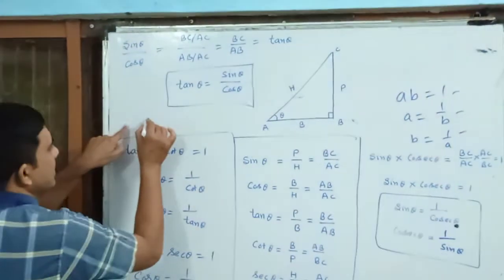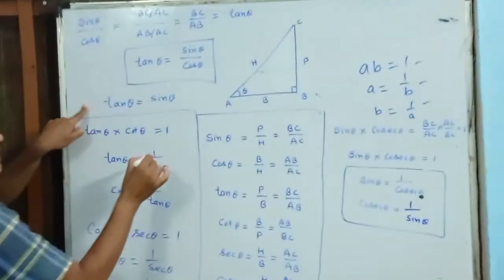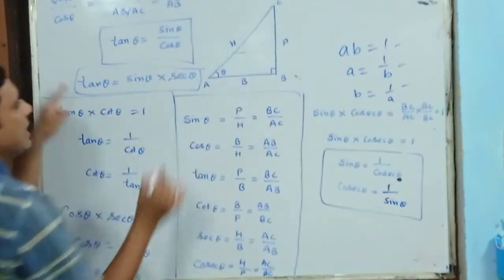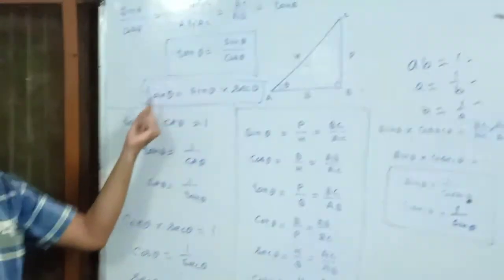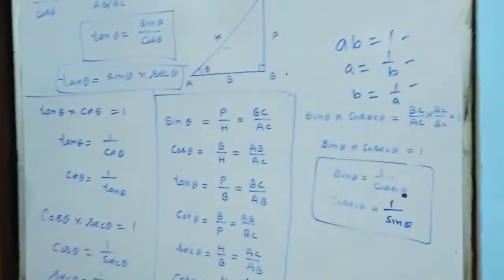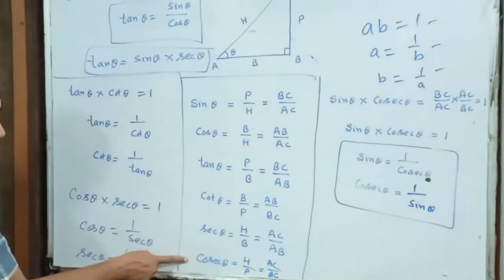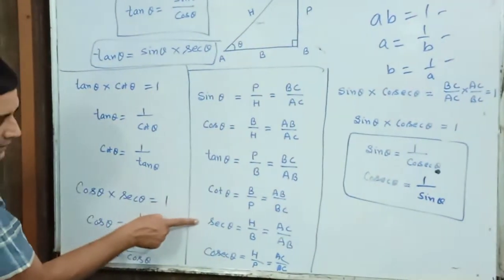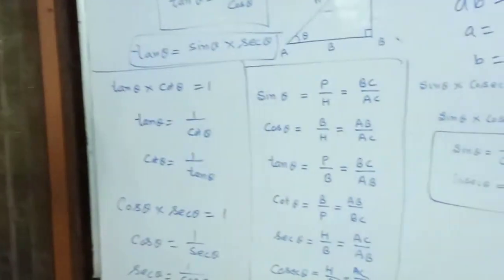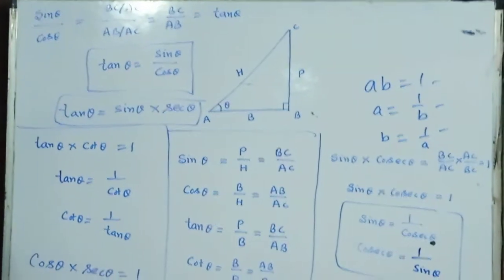You can also write this relation in this way: see, it is sin theta into 1 by cos theta, and 1 by cos theta means sec theta. Rarely it is used, but sometimes we can use this relation also. These two are the same relations. So these are the relations between all trigonometric ratios. Sin theta and cosec theta are multiplicative inverses of each other. Cos theta and sec theta are reciprocal to each other. Tan theta and cot theta are reciprocal to each other. These are very fundamental relations.